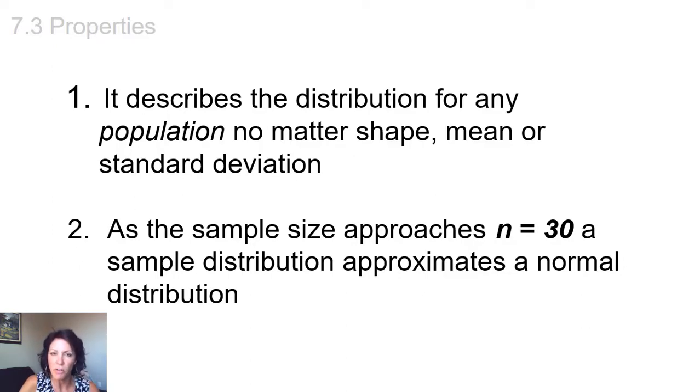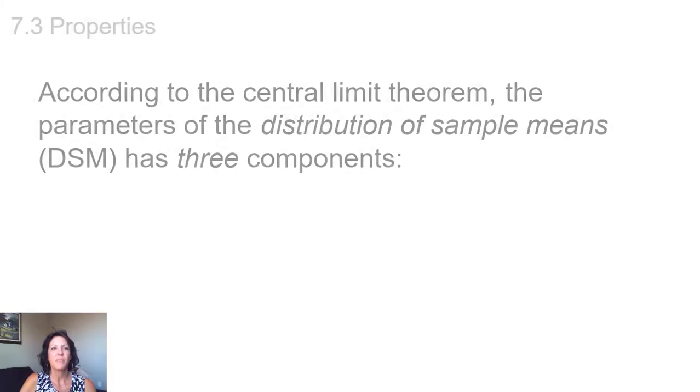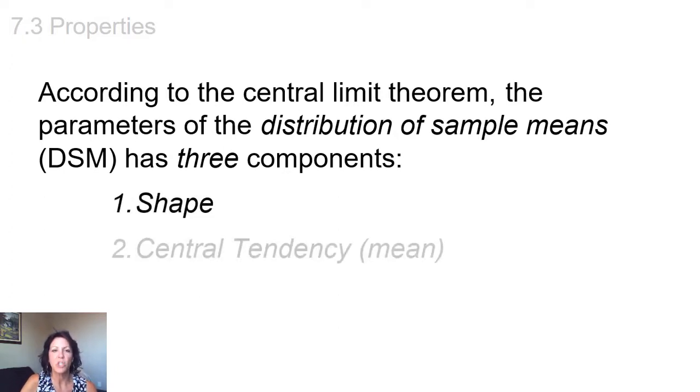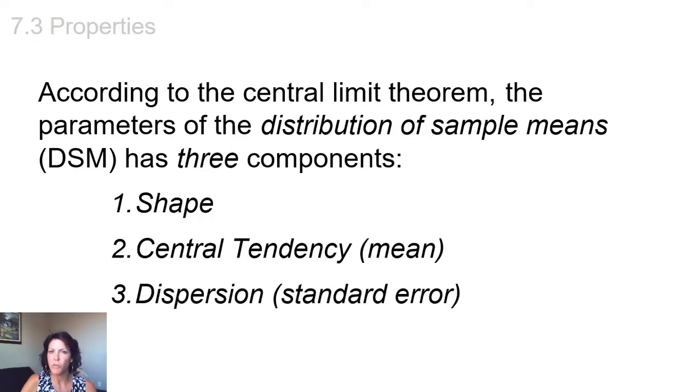So, according to the central limit theorem, the parameters of the distribution of sample means, the DSM, have three components: shape, central tendency, and in this case we're talking about the mean, and dispersion or variability, and in this case we're going to be talking about something called the standard error. Now this might all be sort of Greek to you at this point. Take good notes and stay with me.